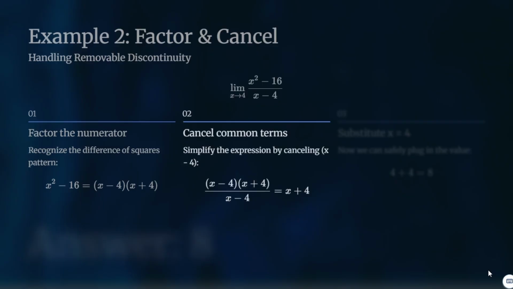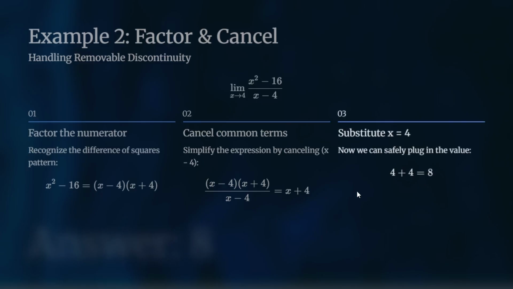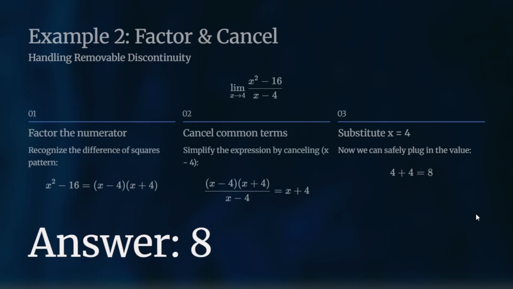And if we rewrite our equation, our numerator is x minus 4 times x plus 4. Our denominator is x minus 4. x minus 4 and x minus 4 will cancel each other out, and we'll be left with simply x plus 4. So if we want to find the limit as x approaches 4 of x plus 4, we can simply plug in the value x equals 4, and that'll be 4 plus 4, which is 8. So even though the function is undefined at x equals 4, the limit as x approaches 4 is 8.